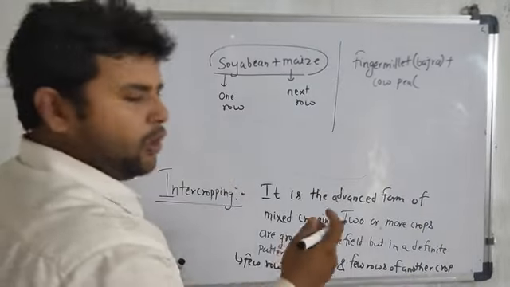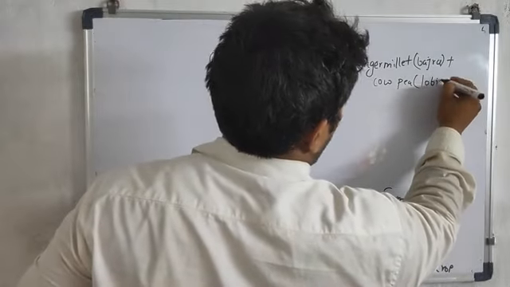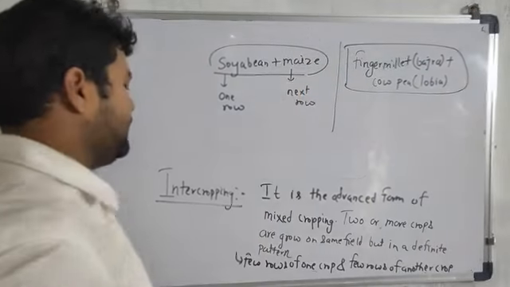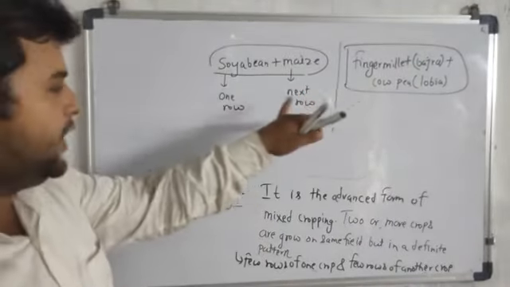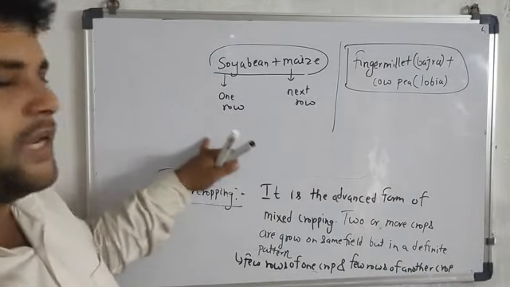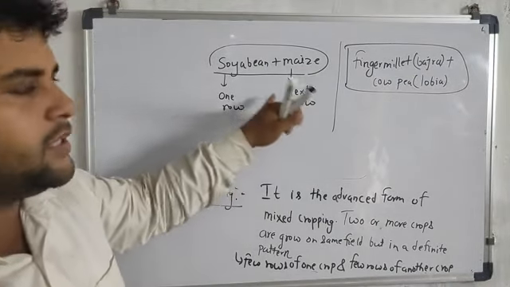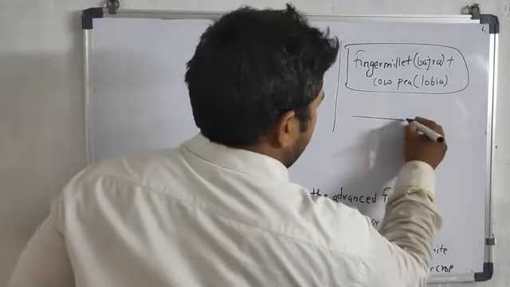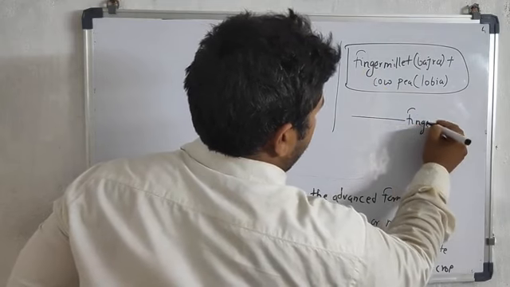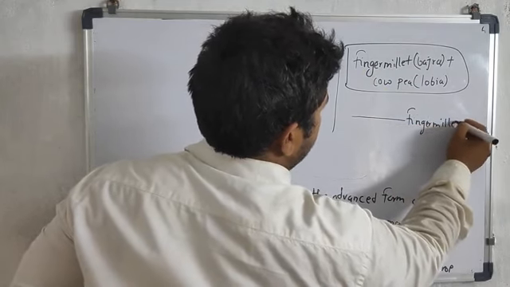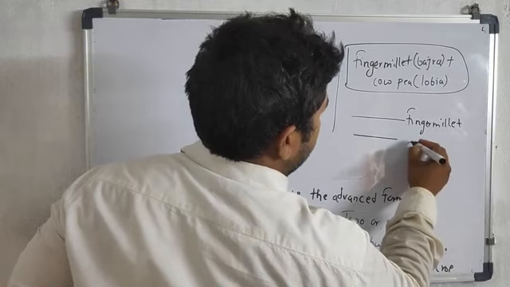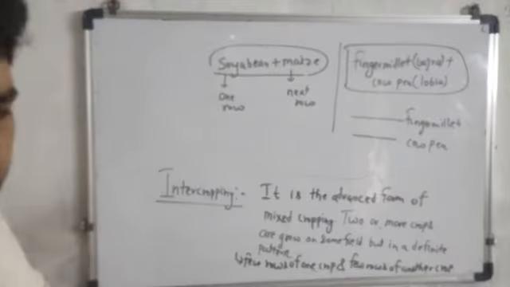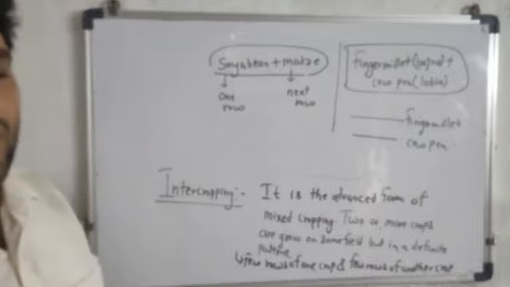Cowpea simply means lobia beans. It is also known as lobia. These two are examples of intercropping, soybean plus maize. It is placed in one row, and in the next row there will be the maize. In the same manner, finger millet in one row, suppose this is the row of finger millet, then in another row there will be the cowpea. This is a type of pattern that is known as intercropping.